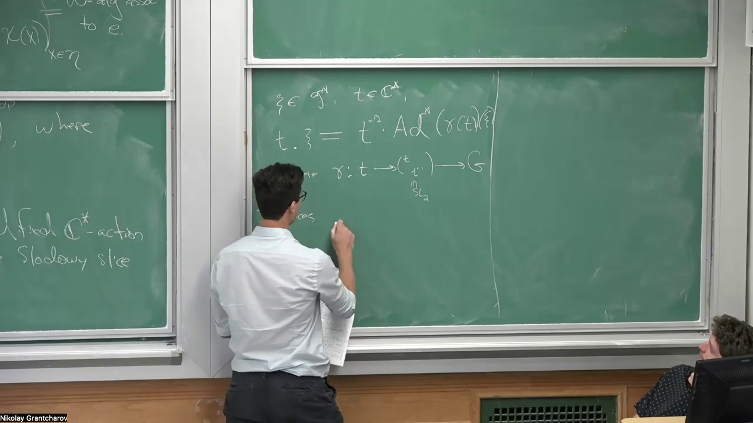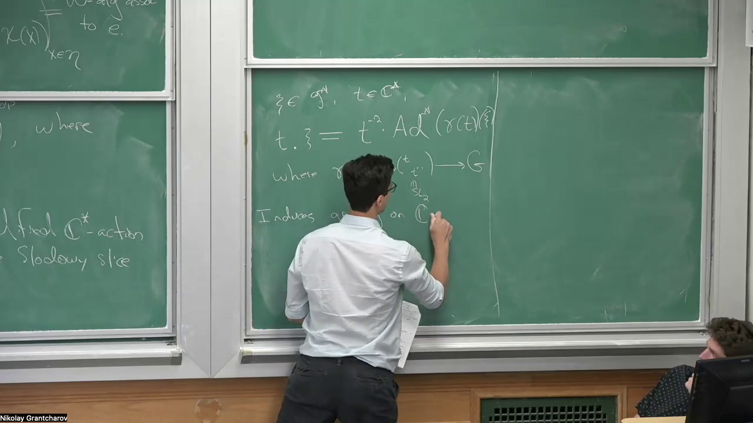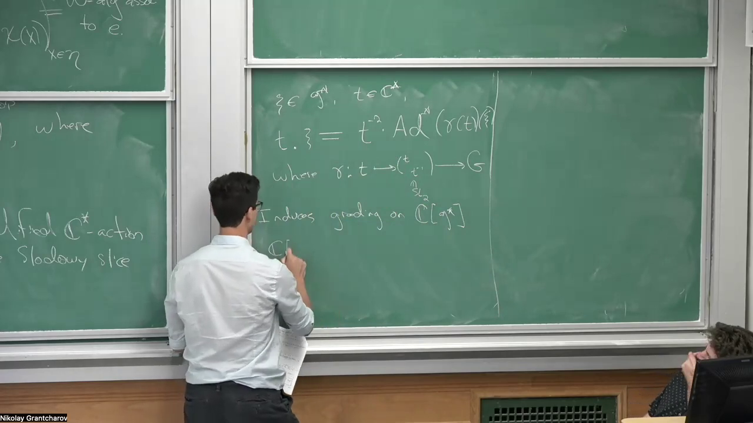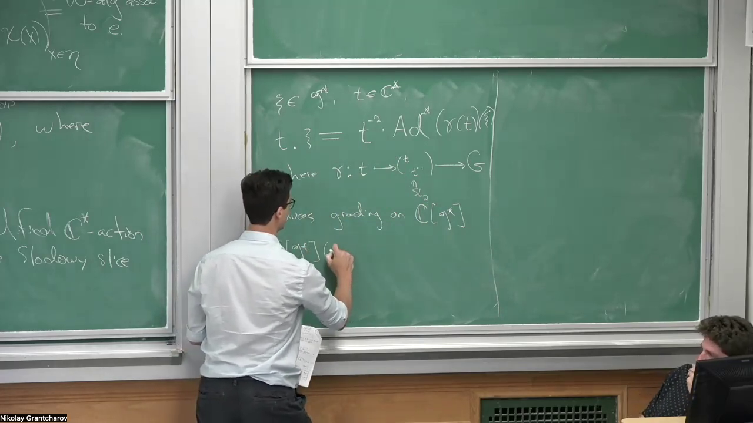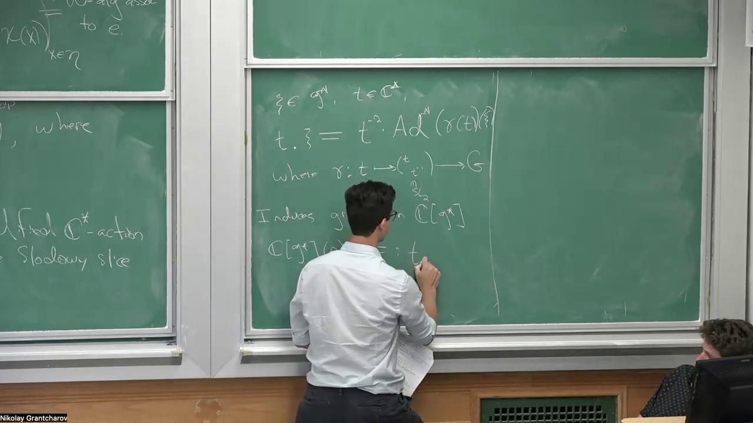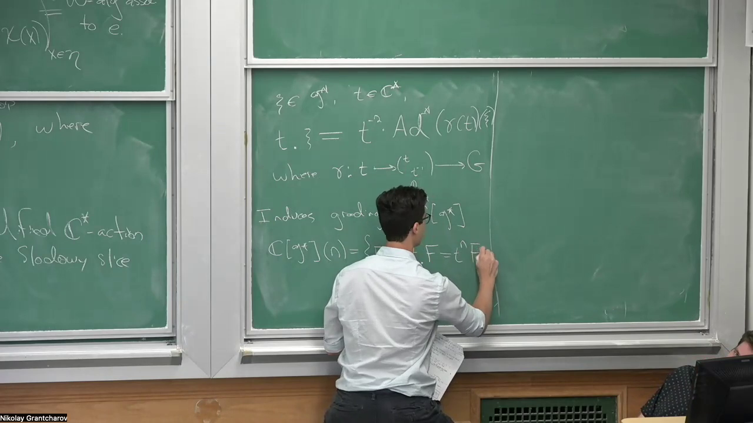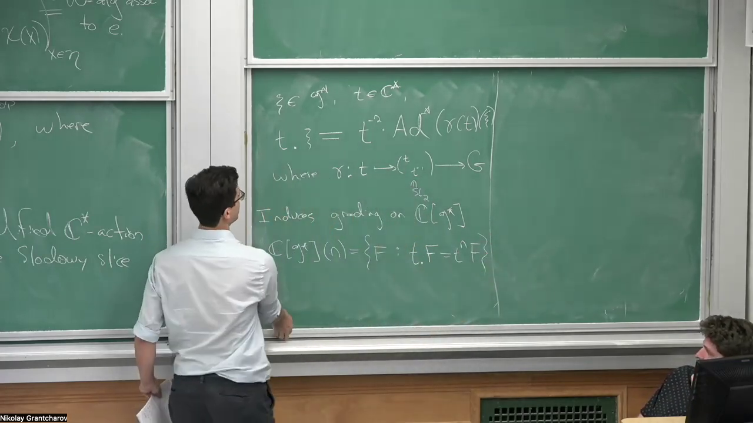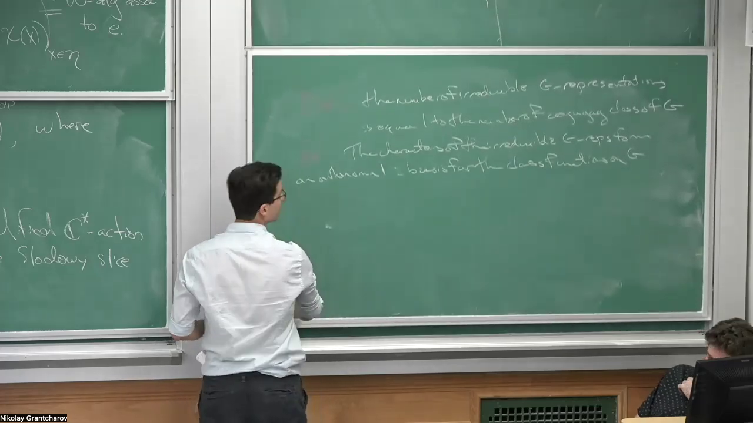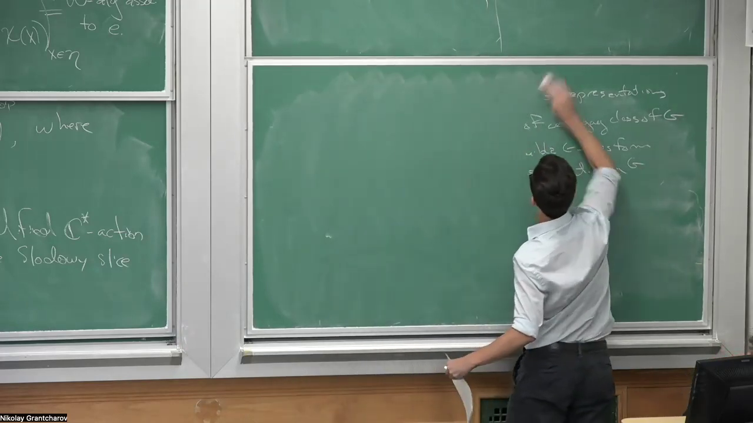This is a grading on polynomials, so that t acts by t to the n. And likewise, it induces an action for the Slodowy slice and its quantization.